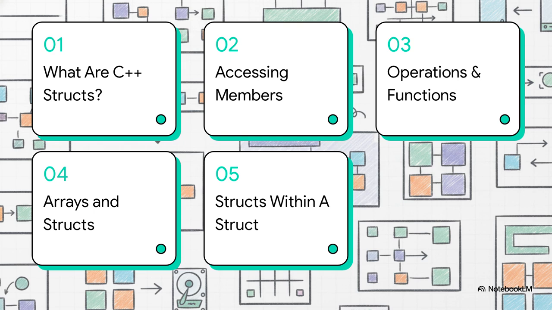So here's our blueprint for today. 1. What are C++ structs? 2. Accessing members with the dot operator. 3. Struct operations and functions. 4. Combining arrays and structs. And 5. Structs within a struct. Let's get right into it.